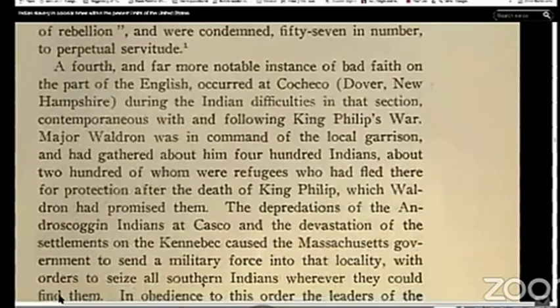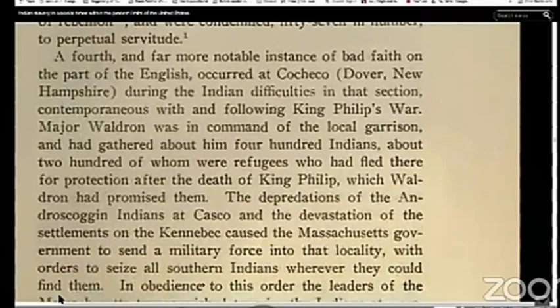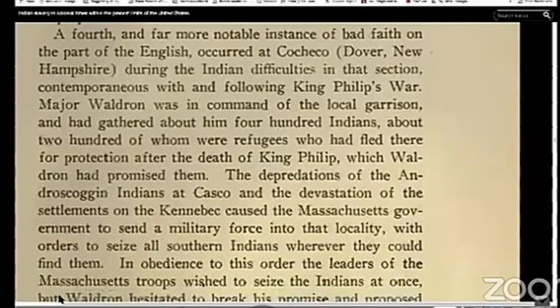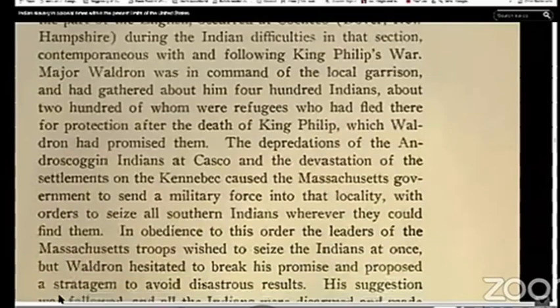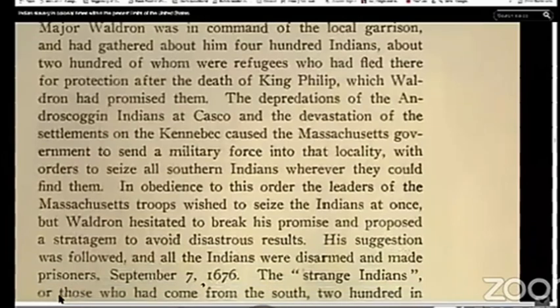Major Waldron was in command of the local garrison and had gathered about him 400 Indians, about 200 of whom were refugees who had fled there for protection after the death of King Philip, which Waldron had promised them. The depredations of the Androscoggin Indians at Casco and the devastation of the settlements on the Kennebec caused the Massachusetts government to send a military force into that locality, with orders to seize all Southern Indians wherever they could find them.